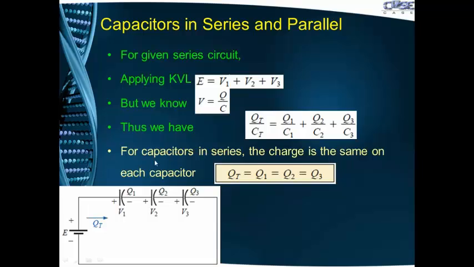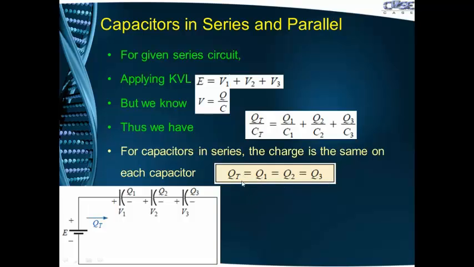As for capacitors in series, the charge is the same on each capacitor. So when the capacitors are connected in series, every capacitor would have the same charge, like when resistors are in series, all resistors have the same current. So total charge would be equal to charge Q1 and it would be equal to Q2 and Q3. So all the charges would be equal.